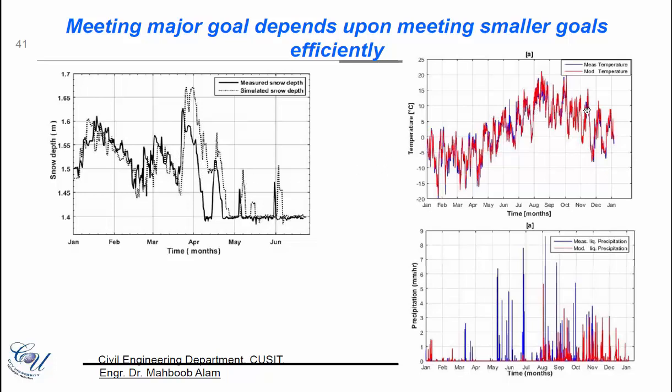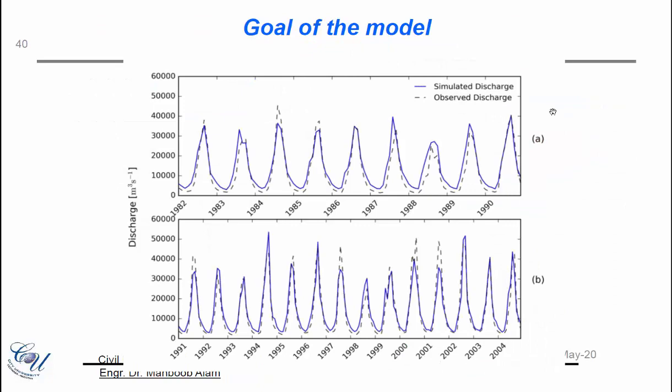quite good. But if your underlying processes are wrong, for example, here we see that the snow depth is not modeled very accurately, then obviously it would have an effect on the discharge at the end of the modeling process. So this is basically the whole process of modeling.